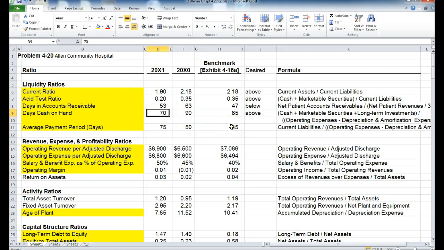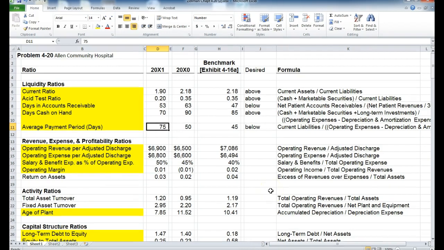Next we'll look at how long it takes them to pay their bills, the average payment period, and here we want to be below the benchmark, right? We want to show that we pay our bills sooner rather than later, and in year 2000 we were 5 days above the benchmark, so it took us a little bit longer, but in 2001 we trended really poorly at 75 days, 30 days above the benchmark.